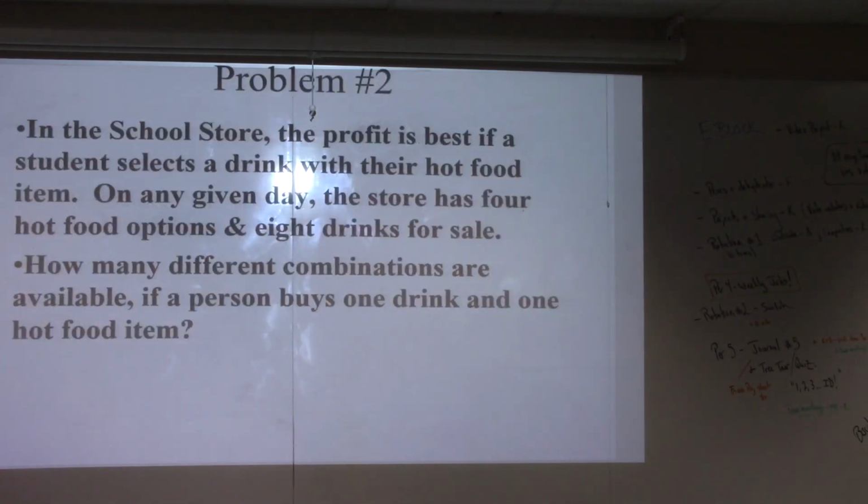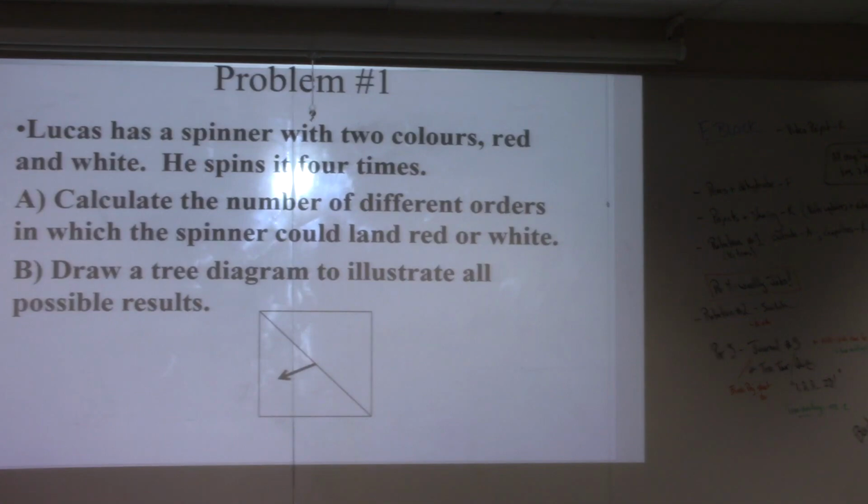For example, this is a typical question that we've already looked at. Very basic spinner, 2 colors, spun 4 times. Draw the tree diagram, do the short form to get the counting. You could do it by writing out all possibilities, okay? And I believe you would get 16 possibilities, but I want you to look for shortcuts when you get to that. Flip over to question number 2.